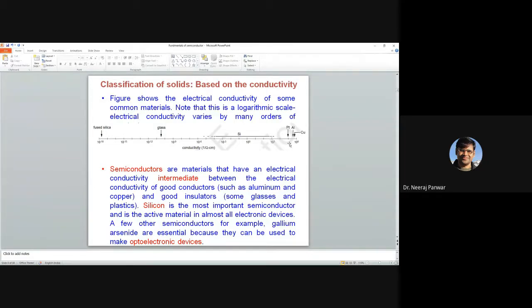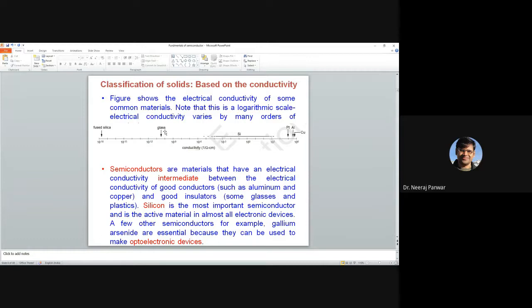For example, here on the right side we have copper, aluminum, platinum. All these are examples of metals, and their conductivity is very high, of the order of 10 to the power 6 Siemens per centimeter. If we convert it into meters, it would be 10 to the power 7 to 10 to the power 8. Very, very high conductivity.